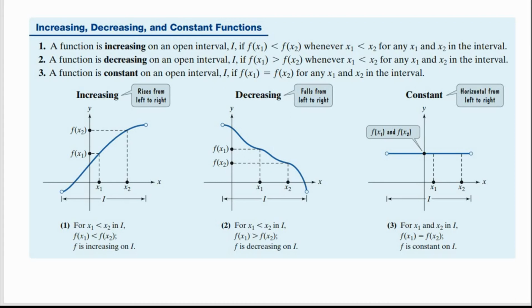Now, if we get the reverse of that, that is x1 less than x2, but here, f of x1 is greater than f of x2, the graph is just going down. That's all that means. And then, x1 less than x2, but the function values are the same. f of x1 is equal to f of x2.